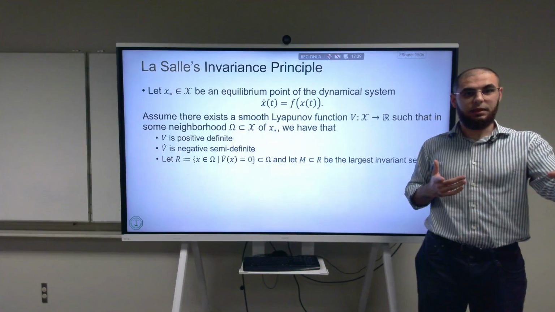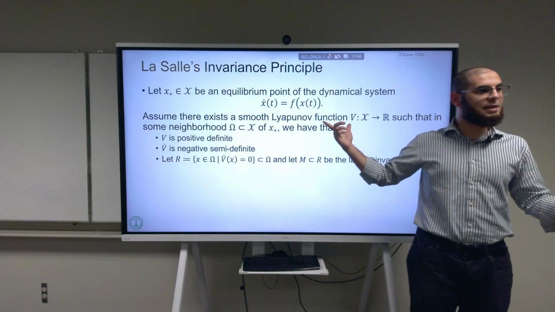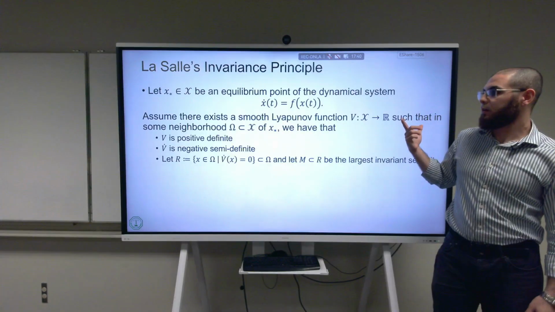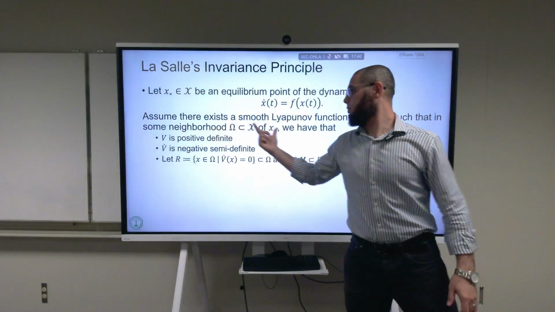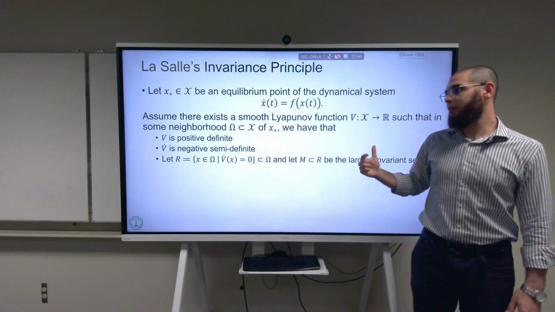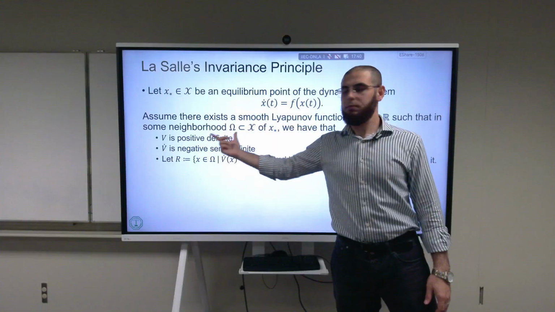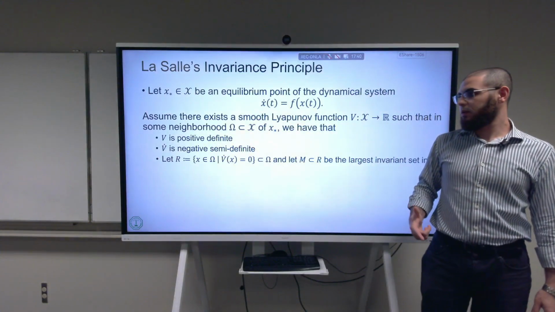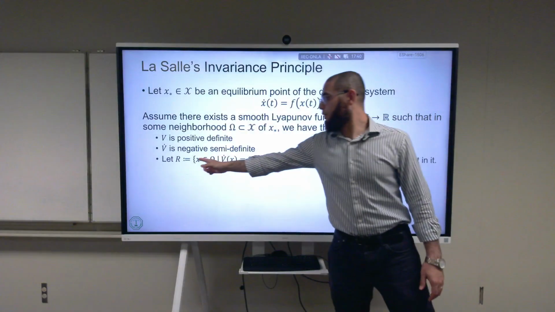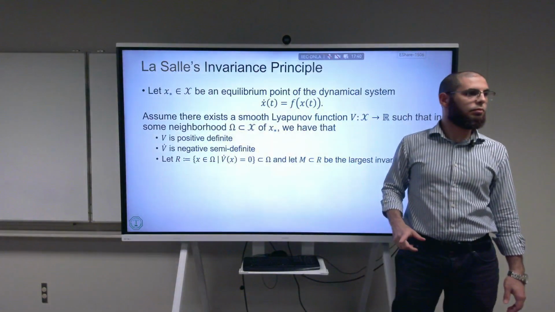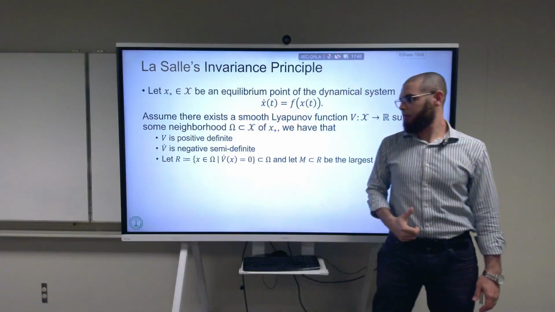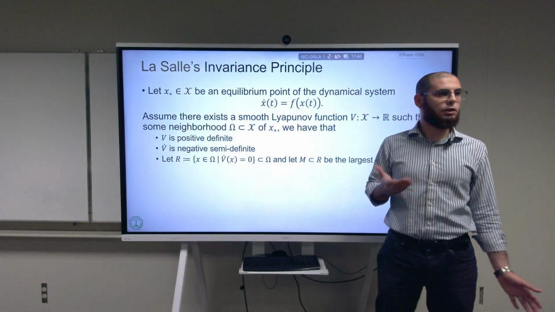It's positive definite, exactly. When you say it's a smooth Lyapunov function, it already means that you've checked for positive definiteness. So it's already positive definite, such that in some neighborhood omega of x star, which includes the equilibrium point, you have that V is positive definite, V dot is negative semi-definite, and you have something else. That's the extra condition now. You define a set R. This set R is the set of all the points in omega that satisfy what?